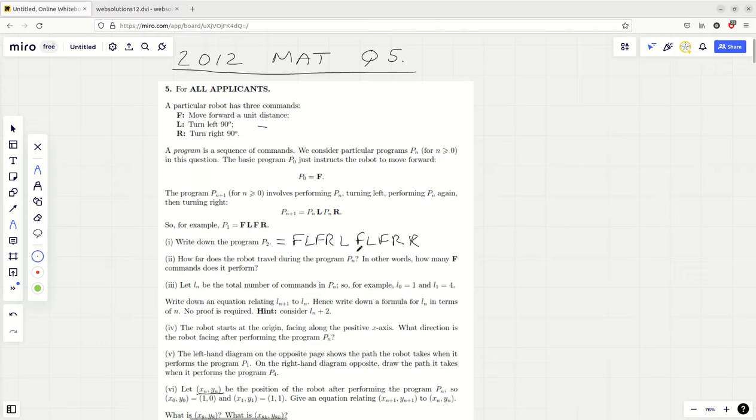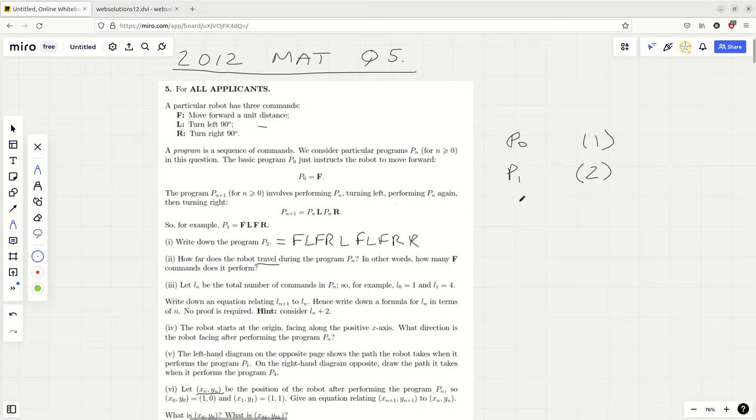Now, okay, how far does a robot travel during the programming Pn? In other words, how many F commands does it perform? Because traveling is when you're moving forwards, not turning. We're not traveling when we're turning, we're just turning on the spot. So, well, we can see straight away P0 has got 1 F in it. P1 has got 2 Fs in there, yeah? And that's because you're repeating the last program twice, but then you're turning.